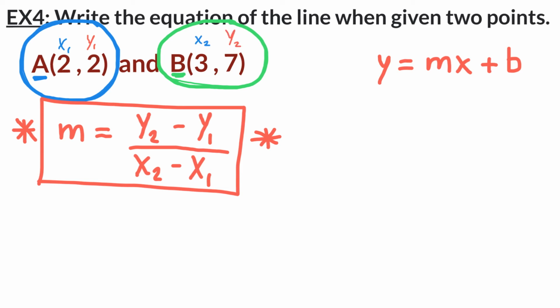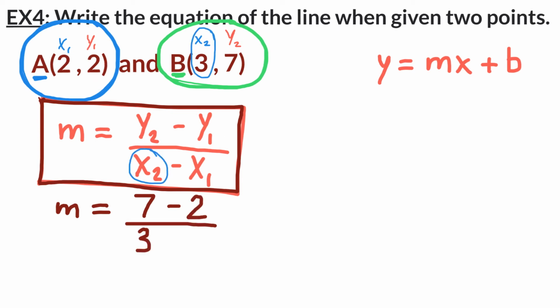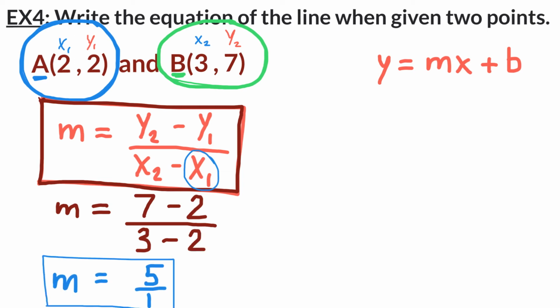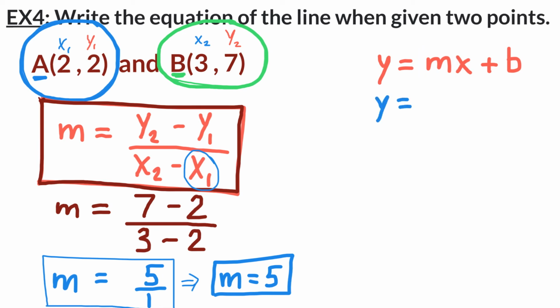We plug these points into our slope formula. Now we have m equals y2, which is 7, minus y1, which is 2, divided by x2, which is 3, minus x1, which is 2. Now we have m equals 5 over 1, which is m equals 5. Now we have the slope, so we can plug it into the formula of the line. So y equals 5x plus b.